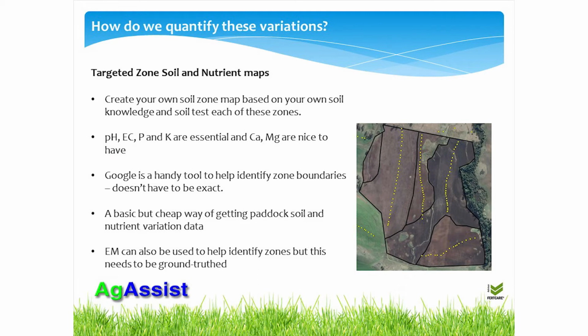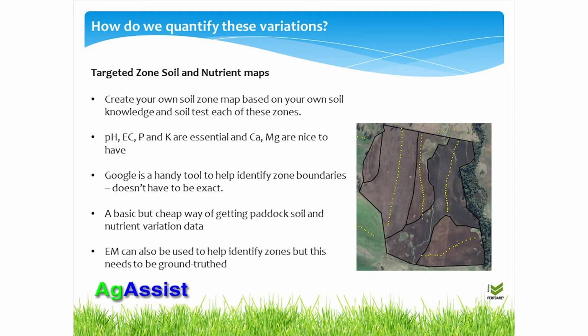So how do we get this information so that we can actually start to get a handle on where these variances are within the paddock? One of the first, if you want to go down this track, one of the easiest ways of doing it is actually starting to create your own soil zone maps within the paddock.